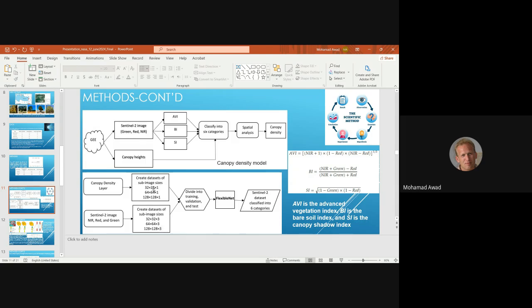And in addition, it has the canopy density layer for 1 band for each data set with different sizes. We also use these data sets later in the experiments, and we divided them into training, validation, and test categories. We provided these to the FlexibleNet model in order to obtain 6 categories representing the carbon sequestration qualitatively.